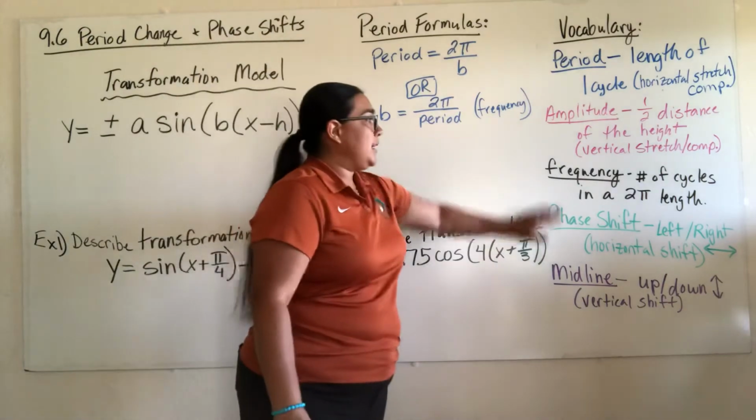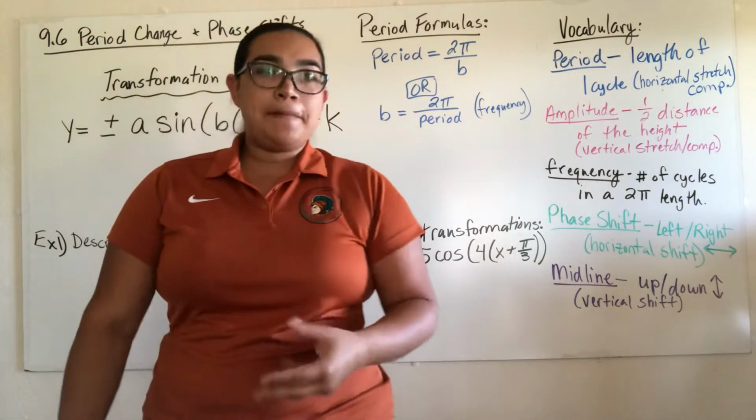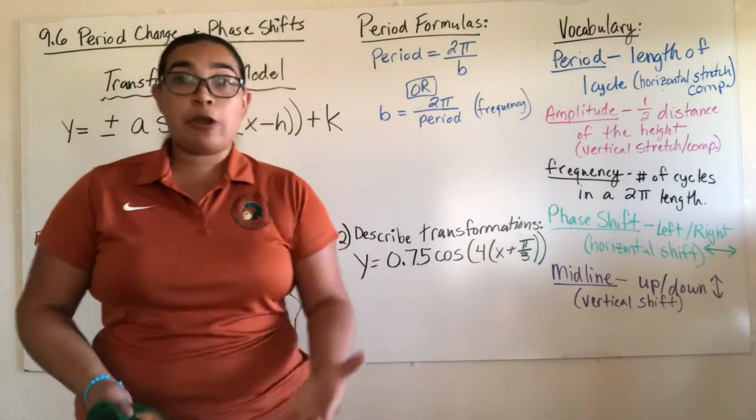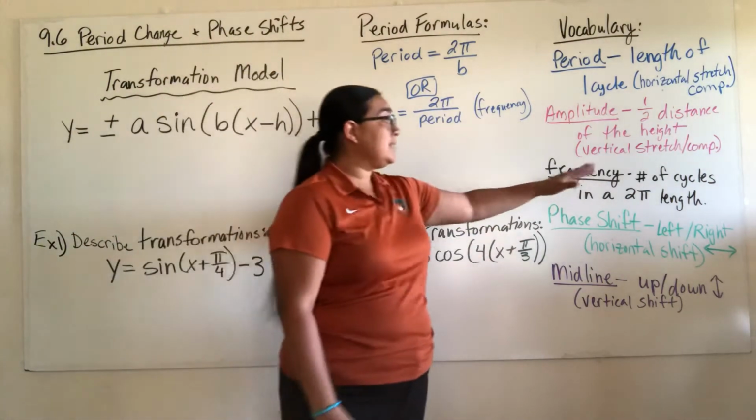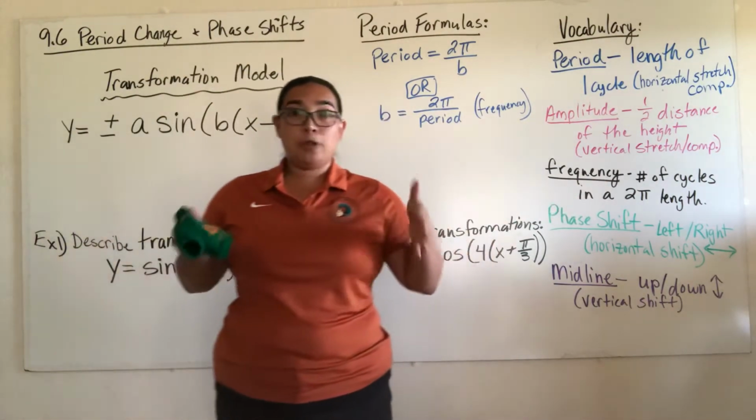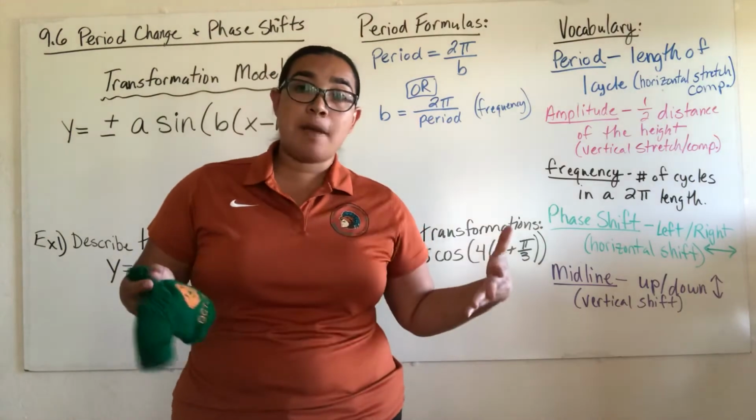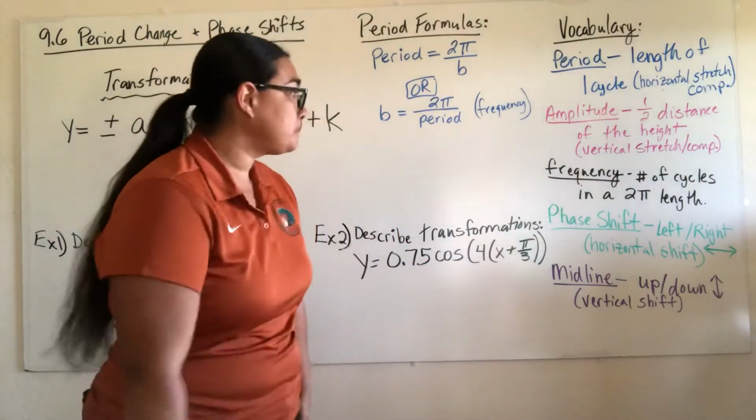All right, frequency. Frequency is a word that's going to pop up here, and it means just what it sounds like: frequent. How often does it happen? How many cycles are in a 2 pi length? That'll come up in a few things. How often does it happen?